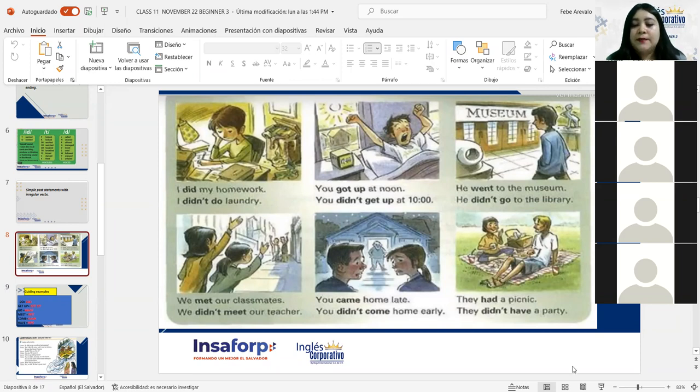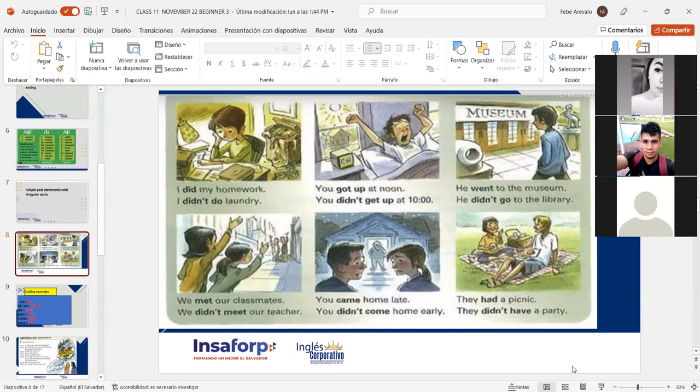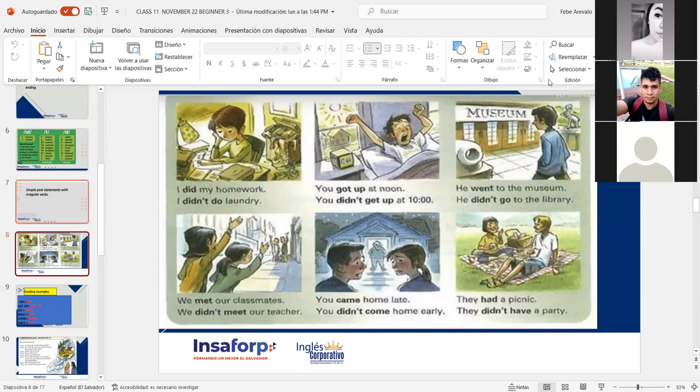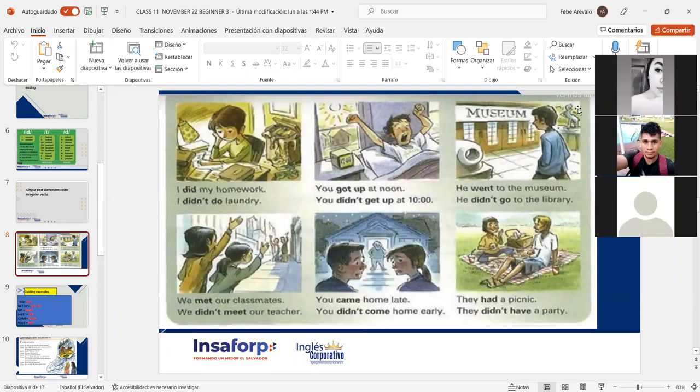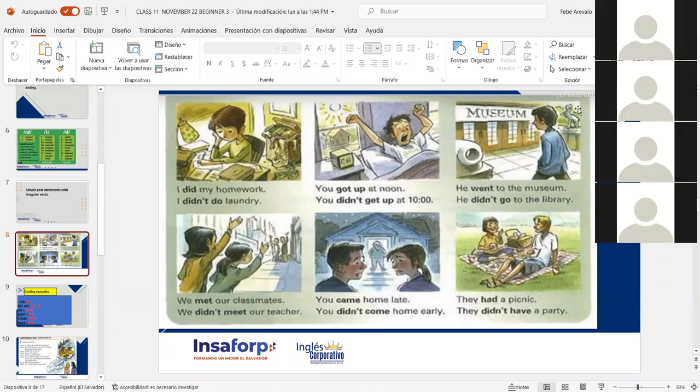Let's check this up. This is your time to practice. Let me start with Alba Aguilar. Okay, Albita, tell me the affirmative. And ya le busco a alguien para que nos diga los negatives. Let me see. Okay. Jose Vega, you are negative. Action.